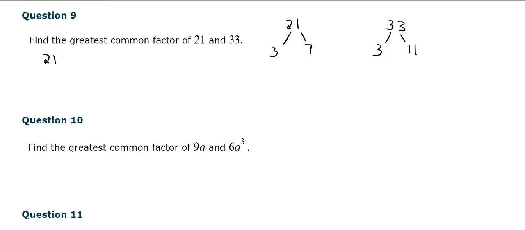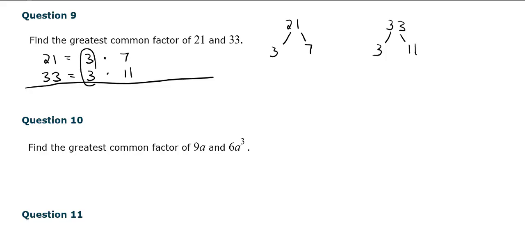So 21 is 3 times 7, and 33 is 3 times 11. So we want to look for what factor or factors, plural, that they have in common. In this case, the only thing they have in common is a factor of 3. So the greatest common factor, in this case, is 3. So 3 is the largest number that can divide into both 21 and 33.